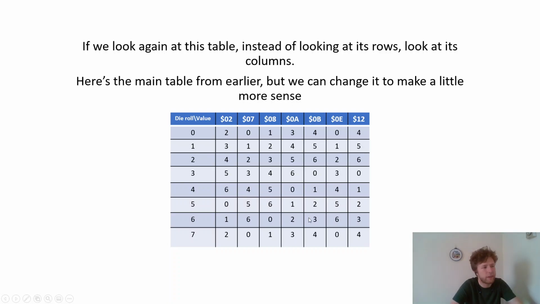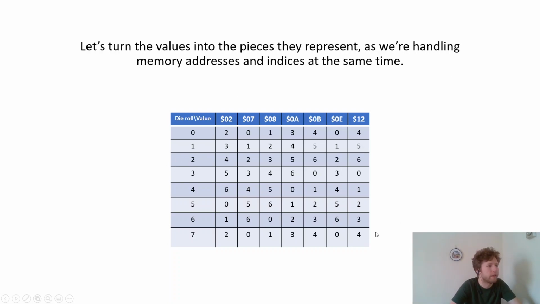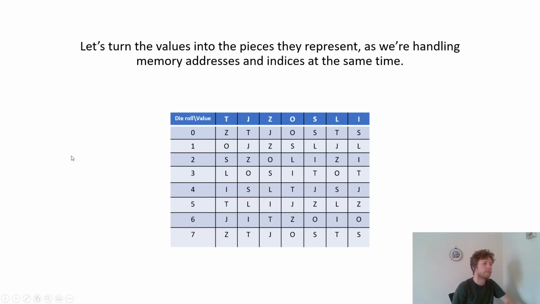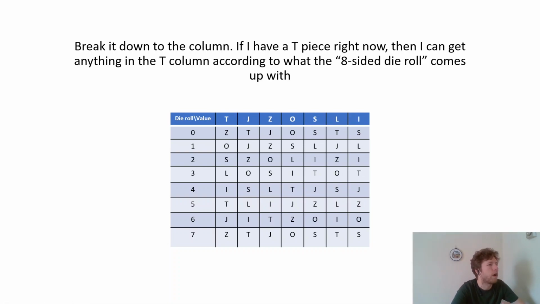I know I said that the indices confuse things a little bit, so I did change the memory addresses into the pieces and these ones as well. Okay, so if we look at this column, I have a T piece right now. And so there's going to be an 8-sided die roll, a random number between 0 and 7. Let's have a look at the pieces that I'm going to get. So if I have a T, I could get Z, O, S, L, I, T, J. And then it repeats.